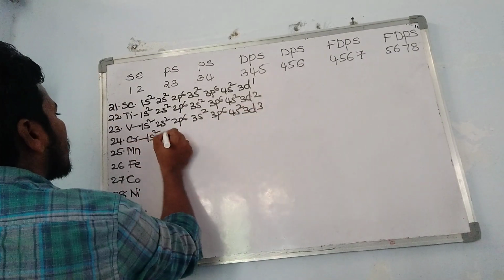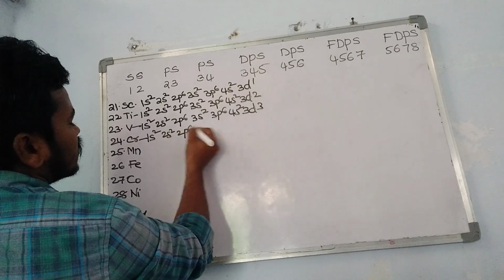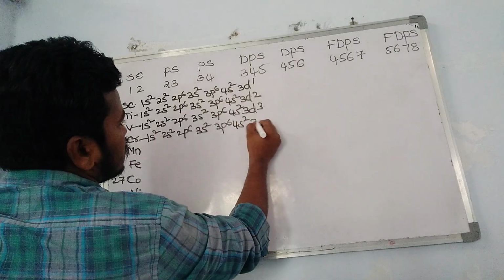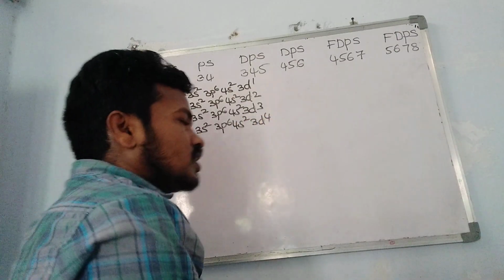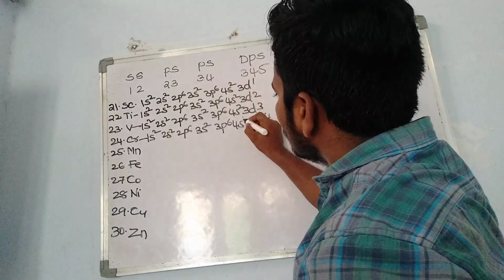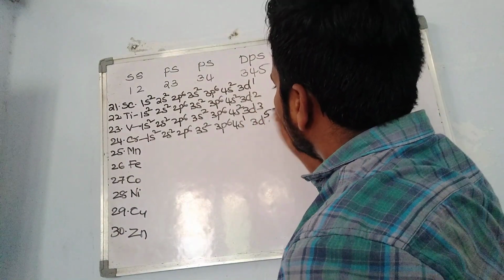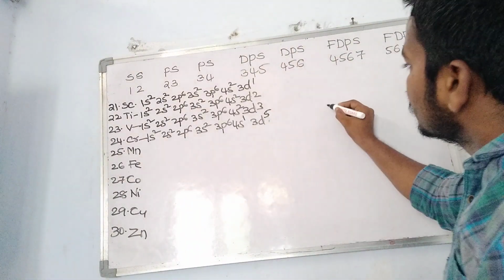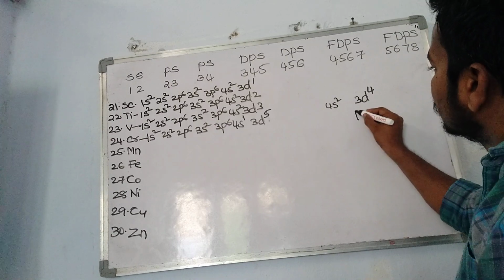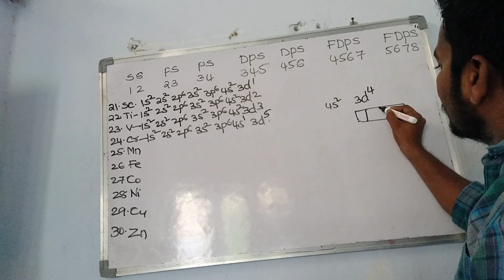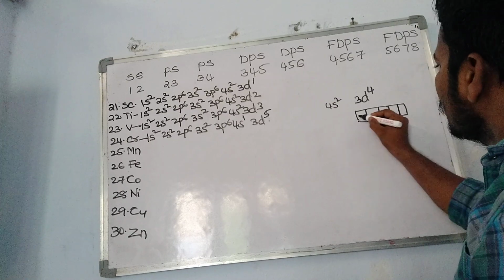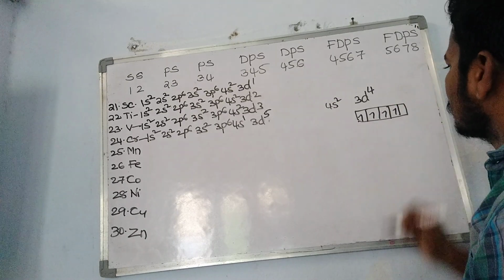Next, chromium: 1s2, 2s2, 2p6, 3s2, 3p6, 4s2, 3d4. But actually we should not write 4s2, 3d4. We have to write 4s1, 3d5. Why? See here, 4s2, 3d4: the d orbital capacity is 10, and here 4 electrons are present.